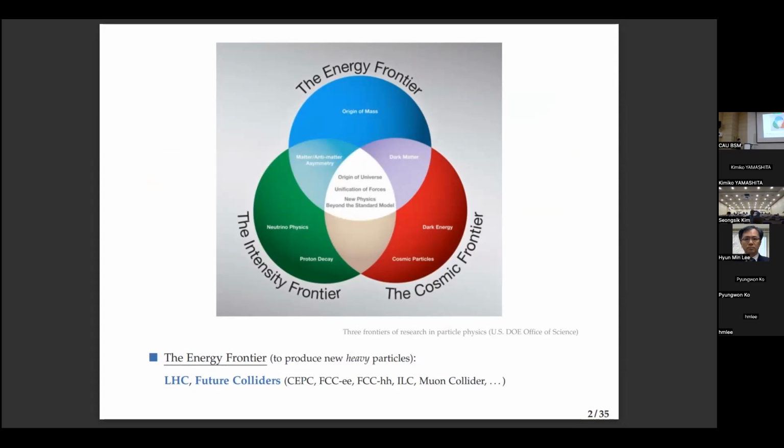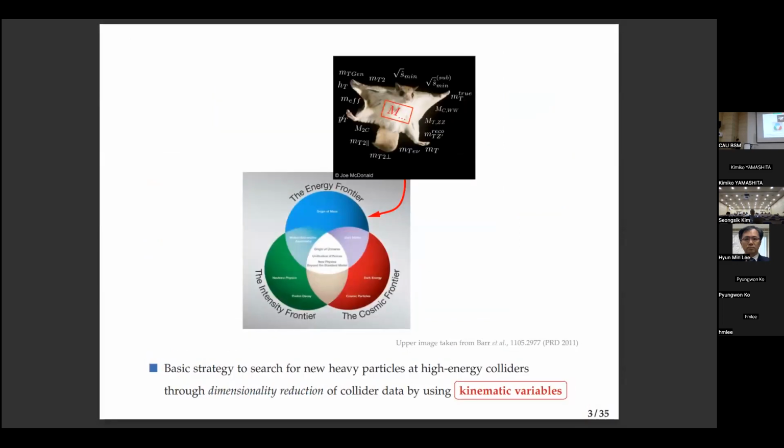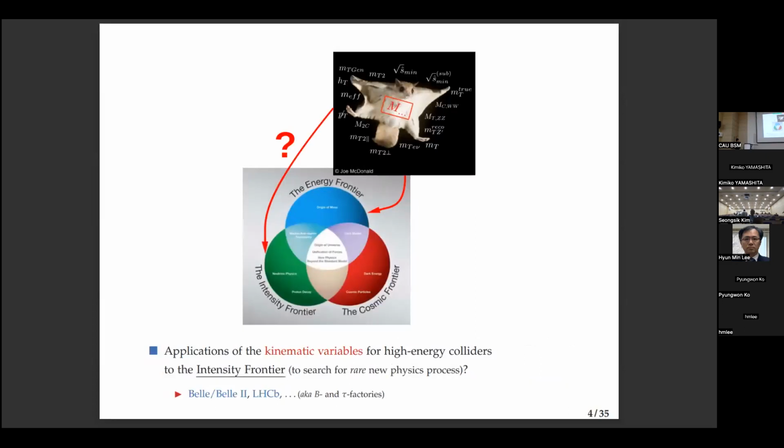We want to produce some new heavy particles, and this program will be future trials. For this, the basic strategy to search for new heavy particles at high energy colliders is to measure the detection of quite... applications of these kinematic variables designed for the search for X and the intensity frontier. Here, by intensity frontier, I mean experiments like Belle, vector, or LHC.